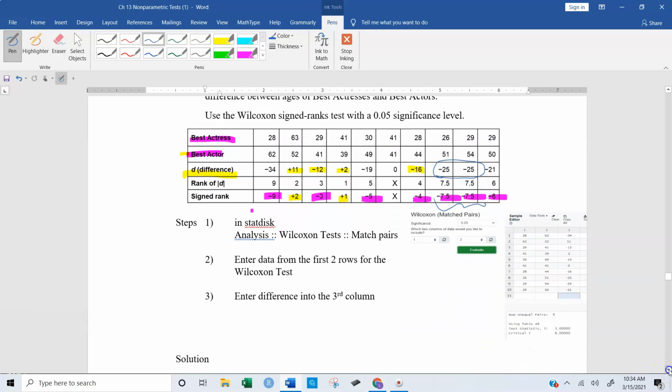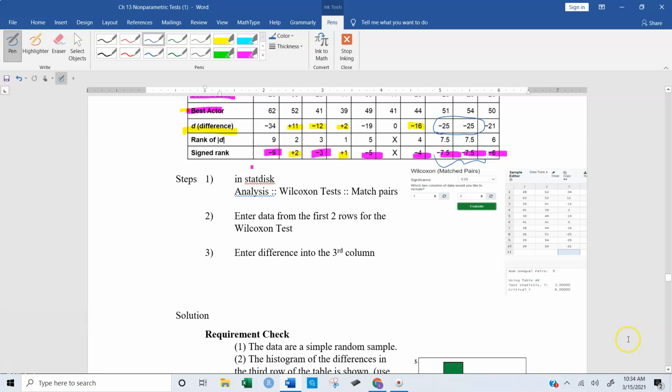I'm hoping some of you noticed. So in StatDisk, I want you to put in the first 2 values for me. So now you're going to go to StatDisk and enter those 2 columns. So pause and get that done.